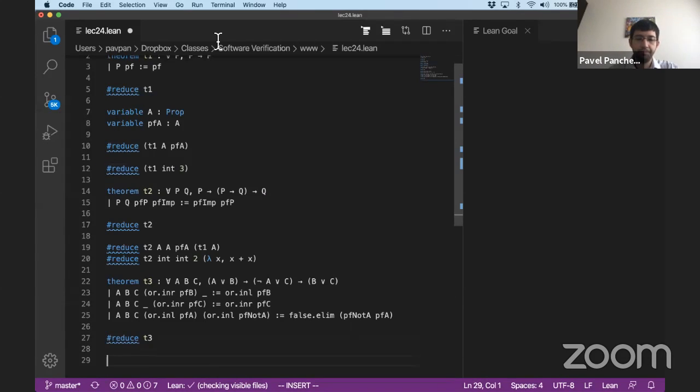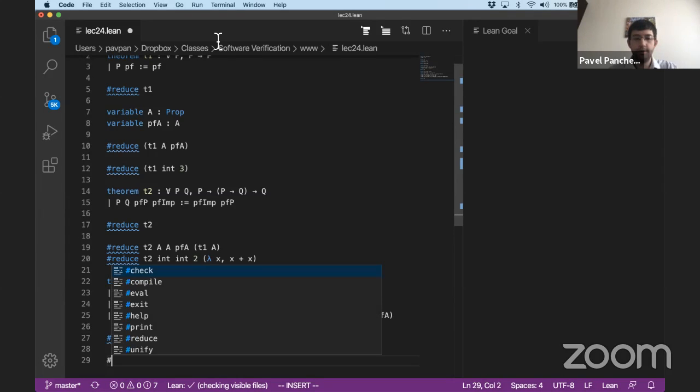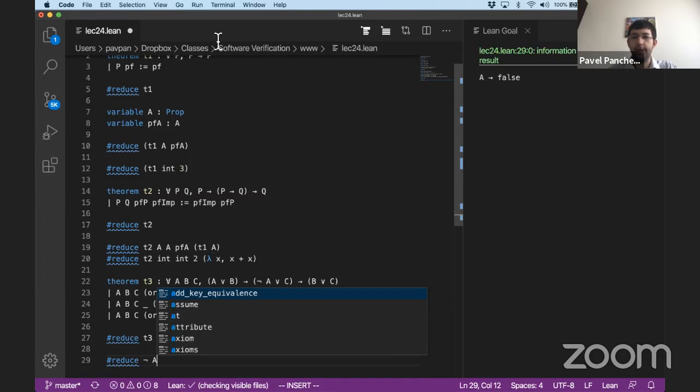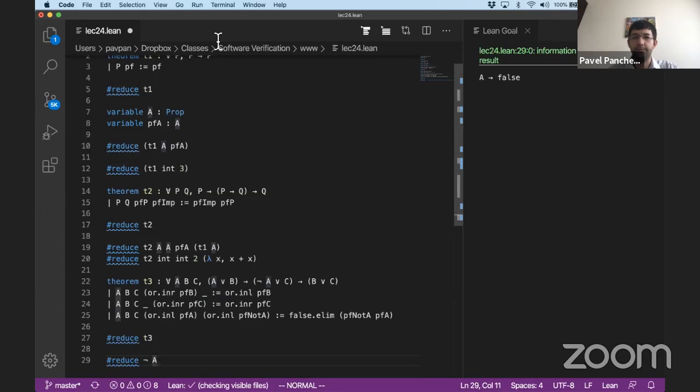So in dependently typed proof languages, you usually find that not A is represented as A implies false. And hopefully you can see that on the screen here. So I basically asked it, tell me what is not A. And Lean says it is A implies false.